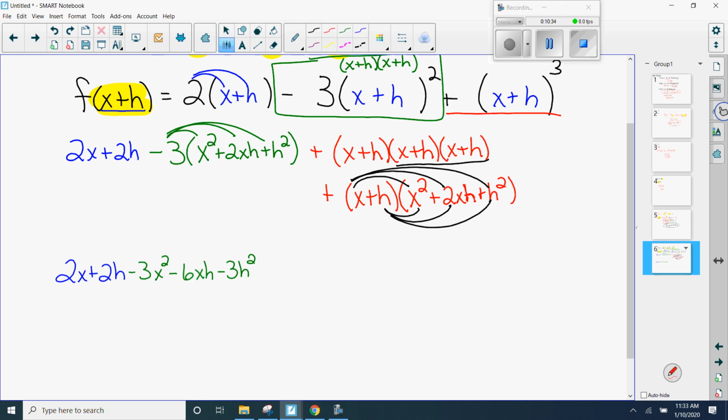What is x times x squared? X cubed. What is x times 2xh? 2x squared h. And x times h squared is xh squared. Now I got to take the h and multiply it through. What does that give you? H times x squared is hx squared. H times 2xh is 2xh squared, and the last one is h cubed. Now you're that far. Add like terms.